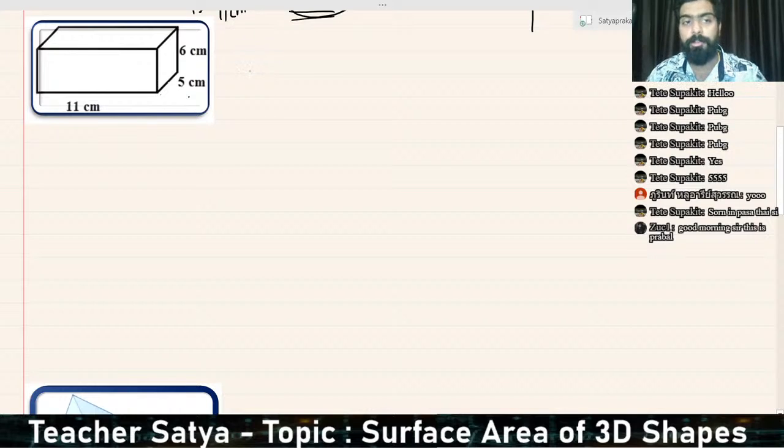Now this is pretty straightforward guys. Alright, so we have a rectangular prism here, or in other words you can also call it a cuboid, right?